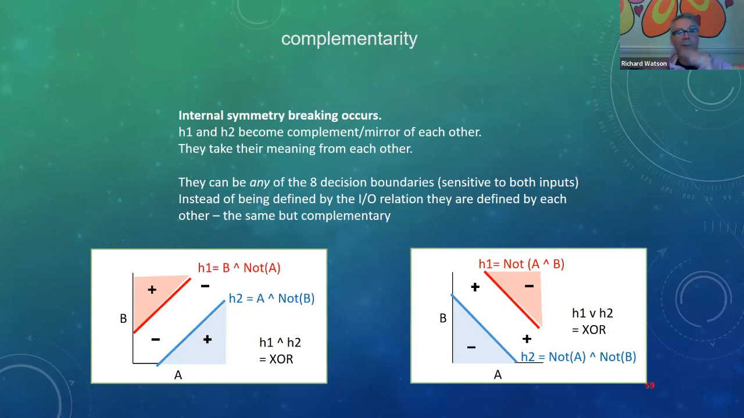Hidden node 1 can represent that boundary, or the one that hidden node 2 was doing, or this boundary, or that boundary. It can be any boundary that's sensitive to both of the inputs and still compute XOR correctly. And that's true for H2 as well. So there's no information from the external relationship to tell you what H1 should be at all. It's completely defined by its symmetry breaking with H2.